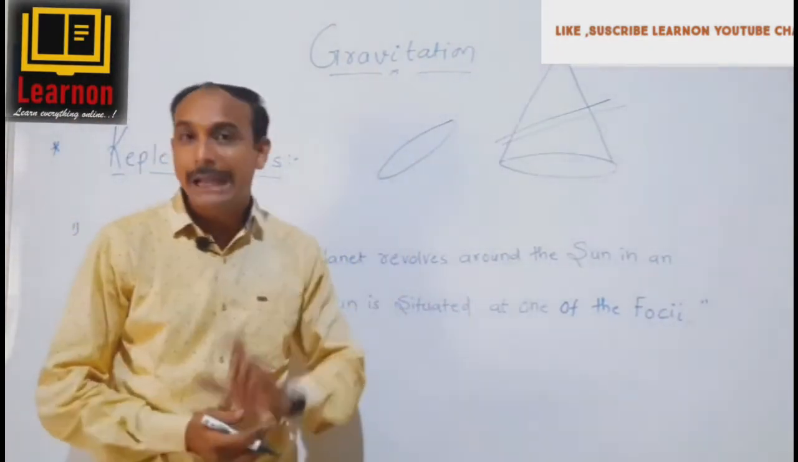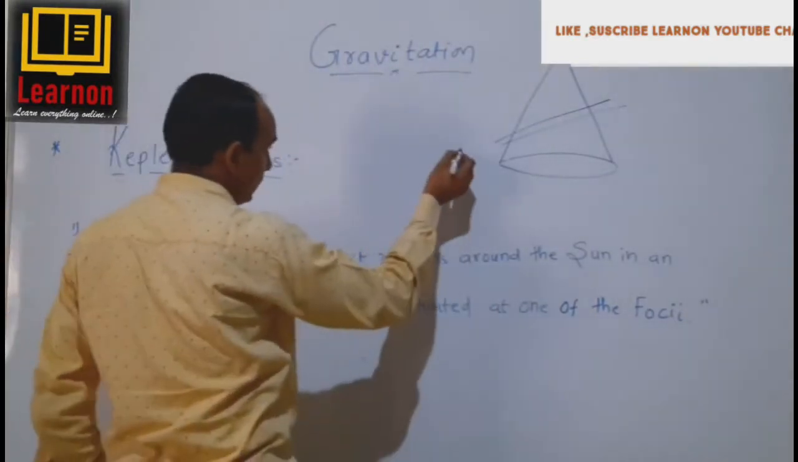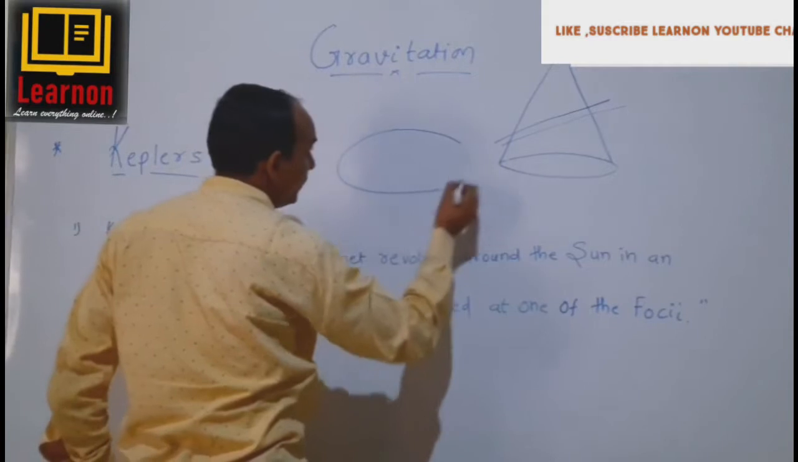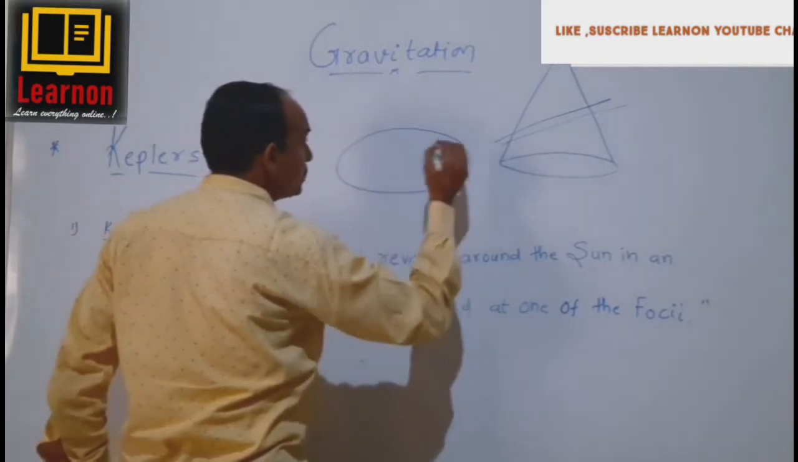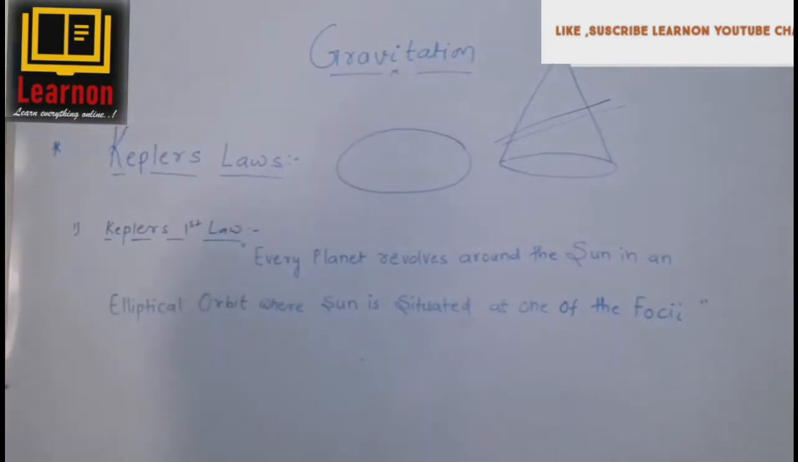Circle is a different thing and ellipse is a different thing. Why? I will make it clear here by drawing a diagram in 2D. So this is your ellipse. So what is the specialty in the ellipse? I will say it here.